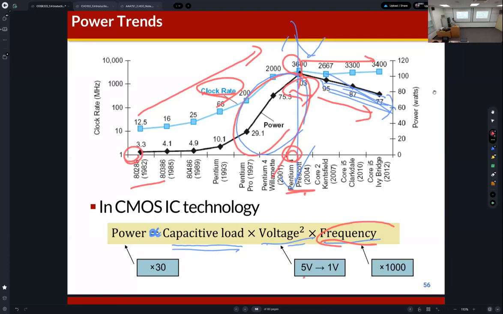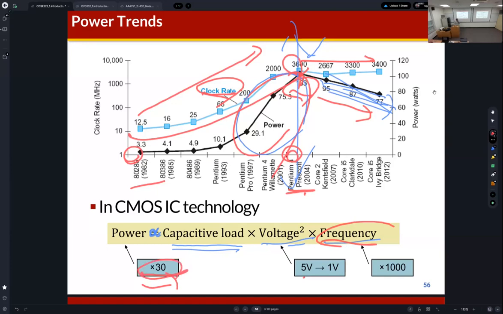Which means that we can increase the performance of the CPU by increasing the clock frequency. But the good news is that we can reduce the supply voltage because of advances in semiconductor technology. If the transistor size is reduced, then we can use a lower supply voltage. So that was good news. Overall, we can think the power consumption is just increased by 30 times.